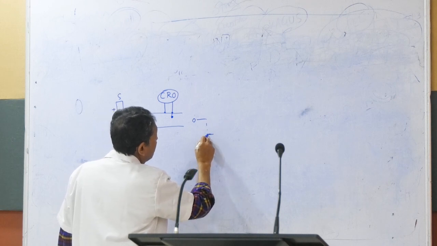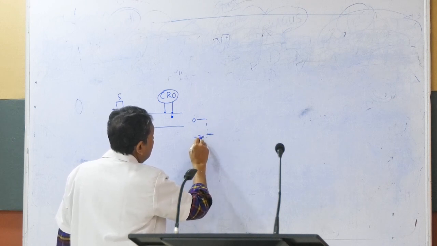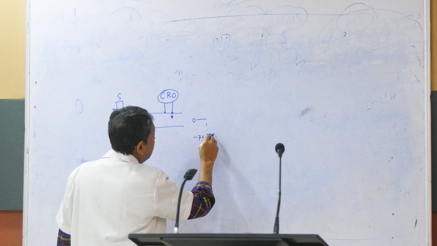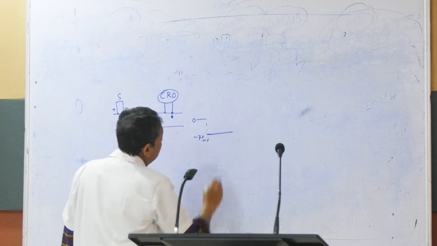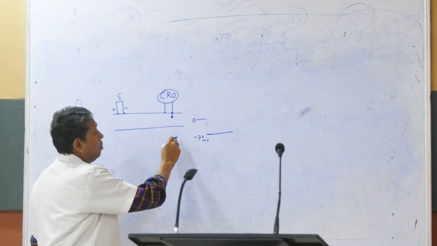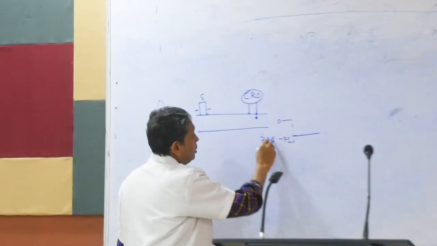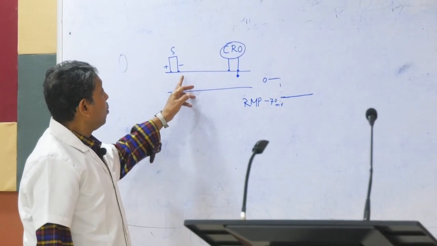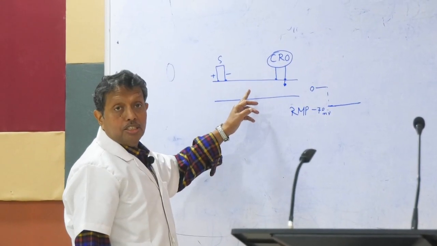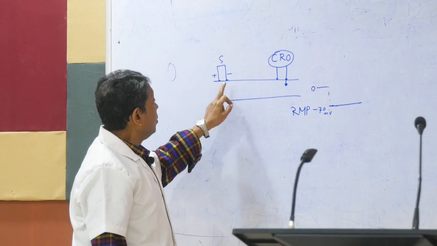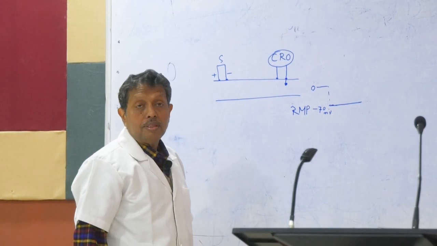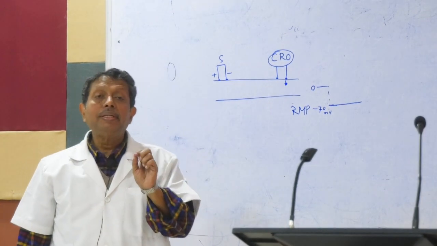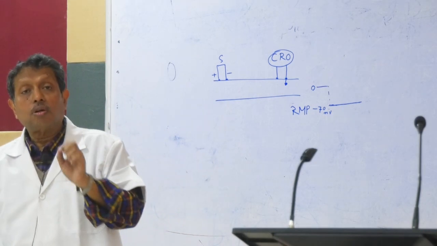But when one electrode is introduced inside, there is a minus 70 millivolts. Then it is the picture of the resting membrane potential inside the cell. And when it is stimulated, depending upon the strength of the stimulus, there may or may not be action potential generation.